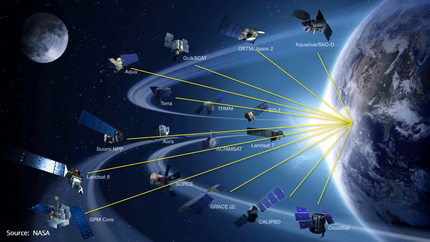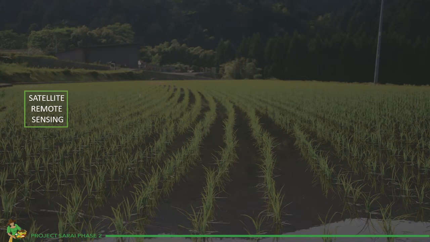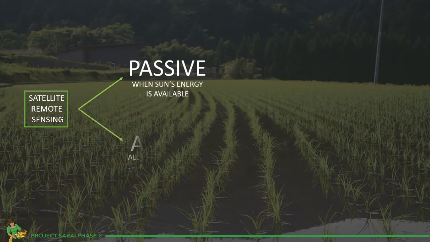Satellites can sense the type of crop planted, the growth stage, and the health of crop. We call this technology remote sensing, specifically satellite remote sensing. Now we can classify satellite remote sensing into two, passive and active.